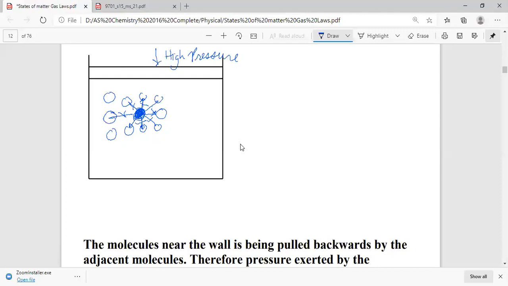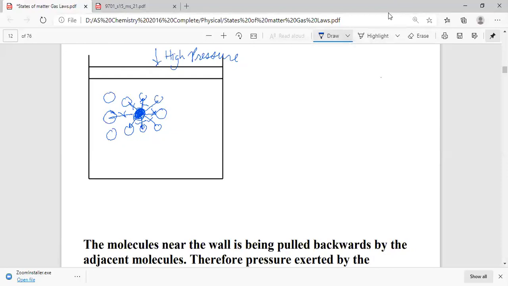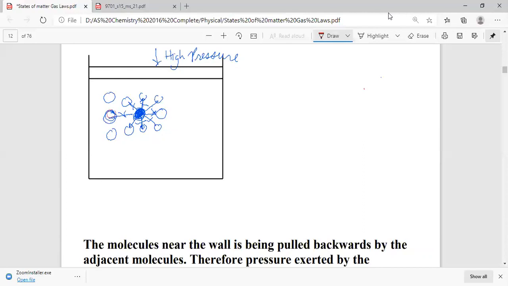Now this color is different. I'm going to put red color. Now this color here. Oh, still blue. Okay. Now this color here. Right. Of course. Now there are three. Well, three in line here.